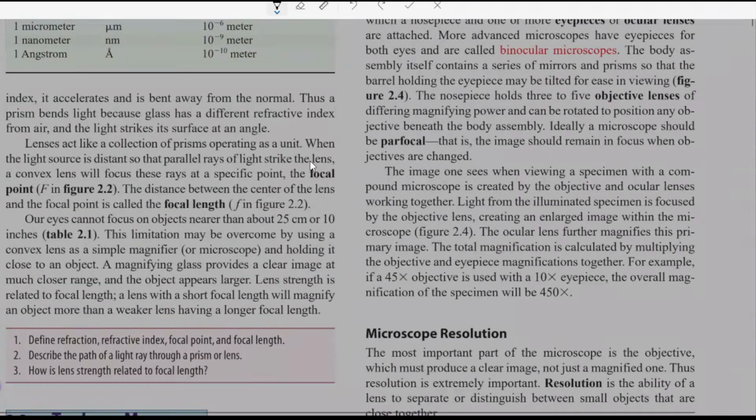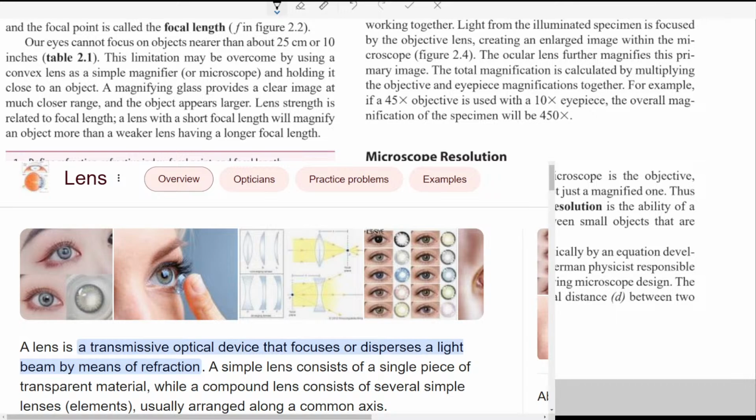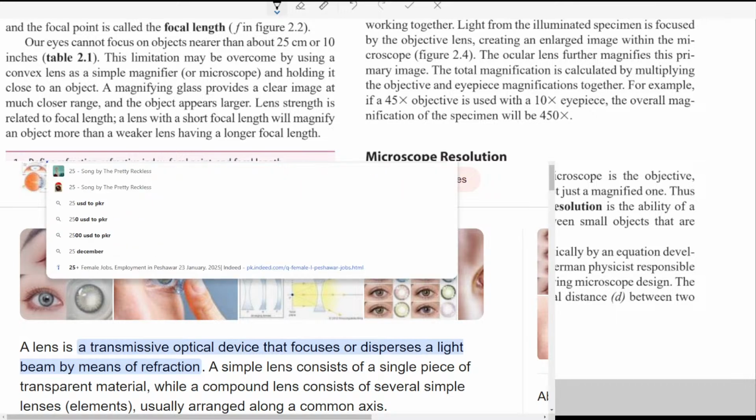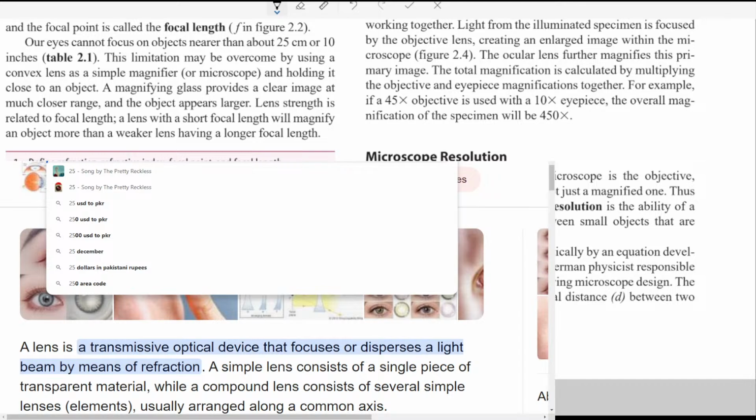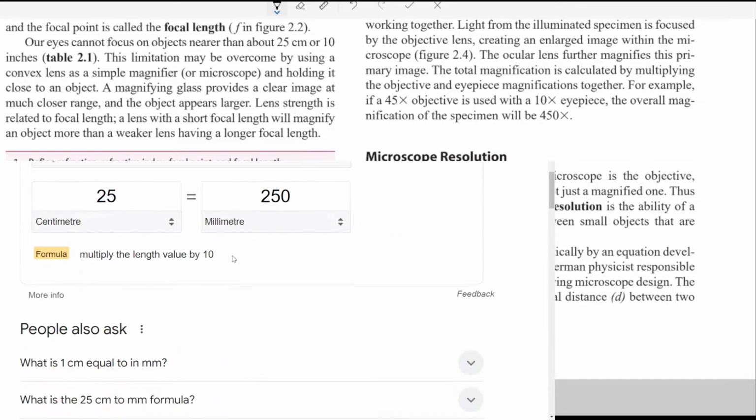Now, our eyes cannot focus on an object nearer than about 25 centimeters or 10 inches. Couldn't they tell us in millimeters? How much is 25 centimeters? Our eyes cannot focus on an object nearer than 25 centimeters. Guys, I have to search this. 25 centimeters in millimeters, right? 250 millimeters.